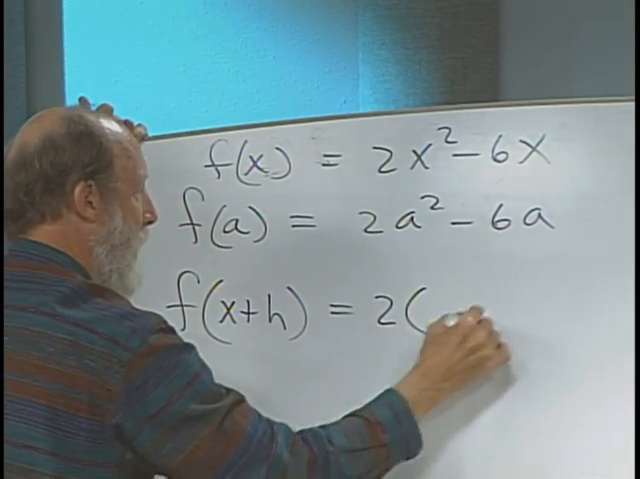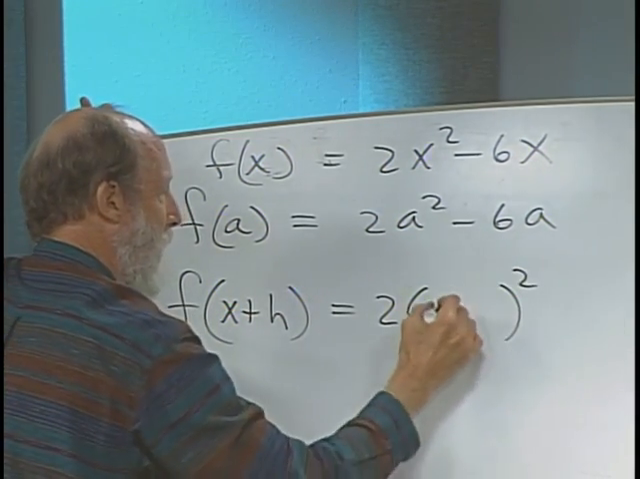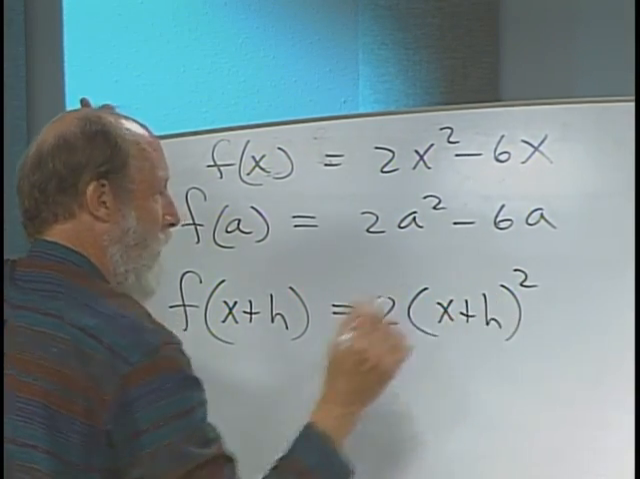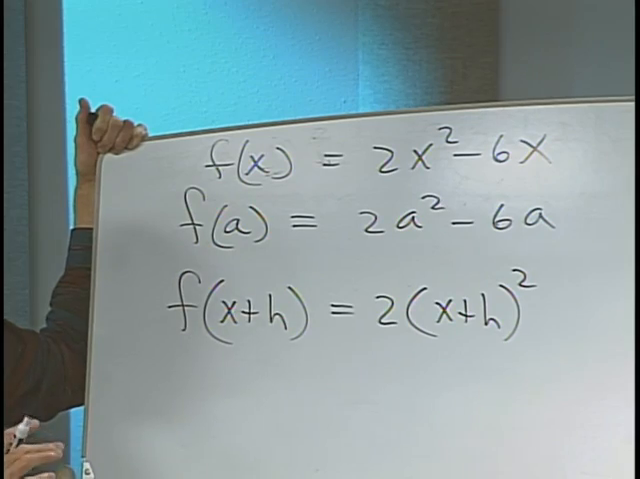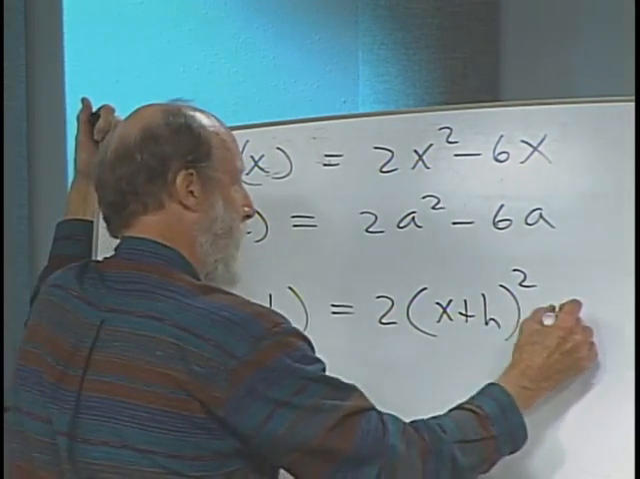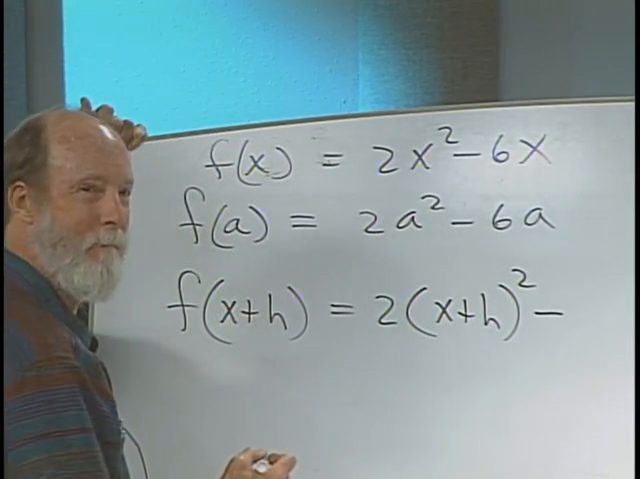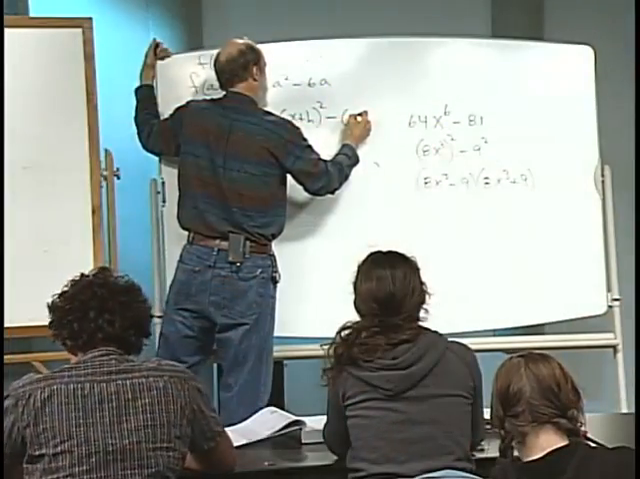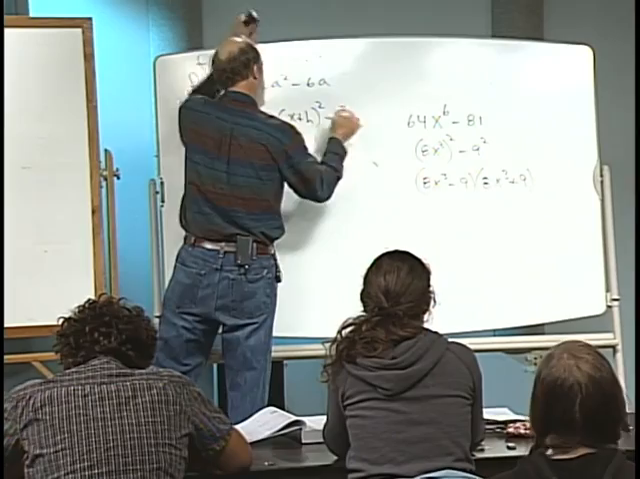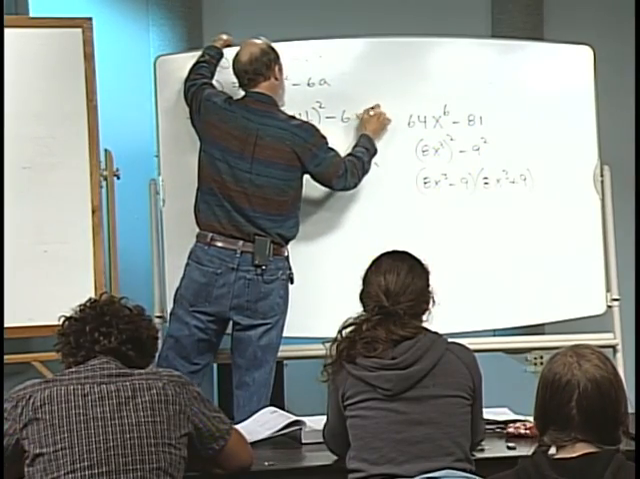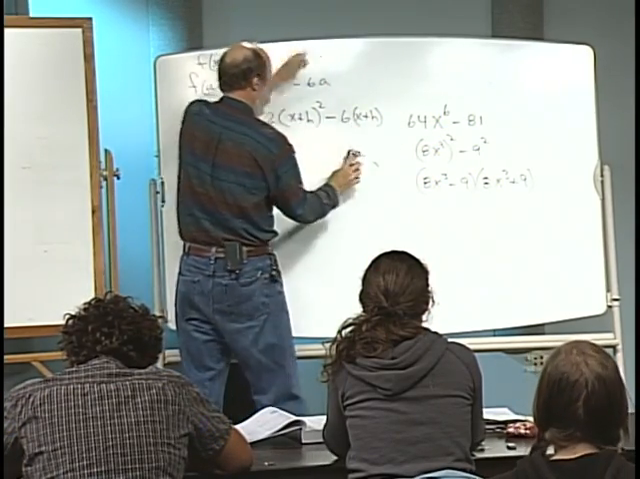So I go in here and I square the input, but my input is now x plus h. Stay with me. Stay focused. Minus what? 6 times x plus h. Don't forget the parentheses there, very important.